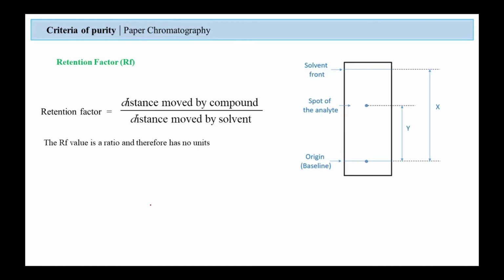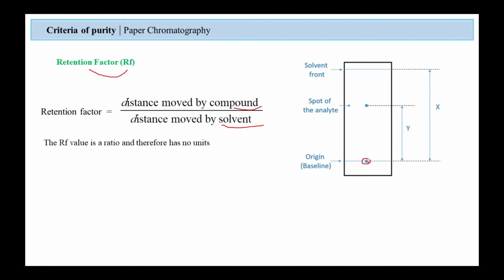We can identify different substances by calculating their retention factor, because each substance is characterized by a specific retention factor. The retention factor Rf is equal to the distance moved by the compound over the distance moved by the solvent. Let's take this example. Here we have our baseline, which is drawn using the pencil, and here is the spot of the substance we put on the baseline.